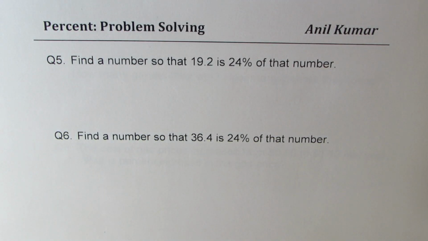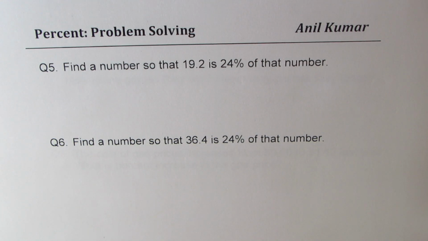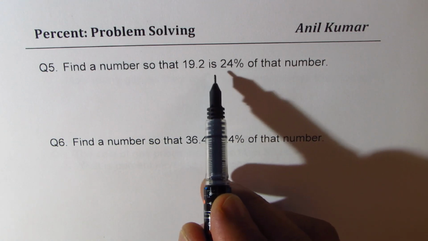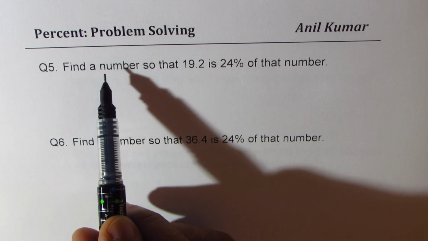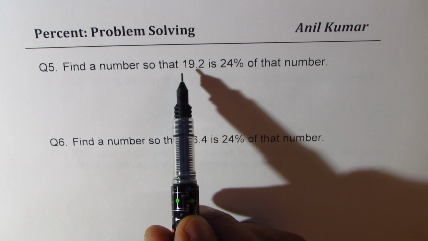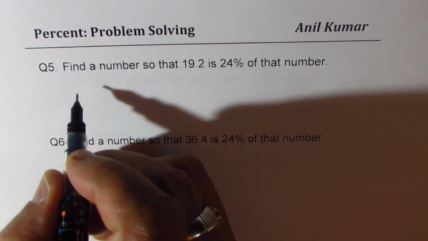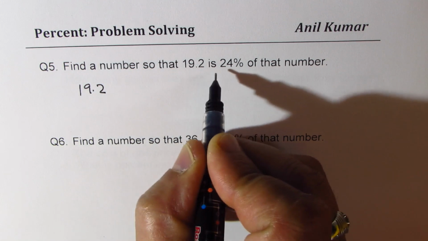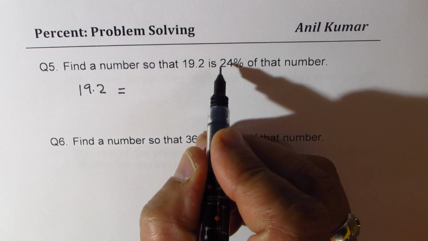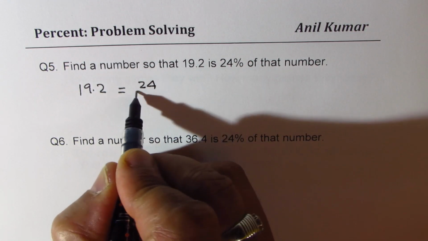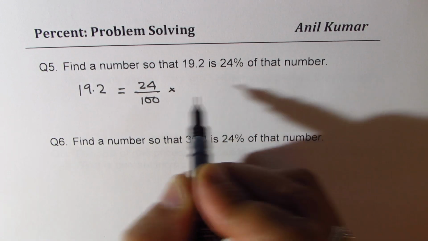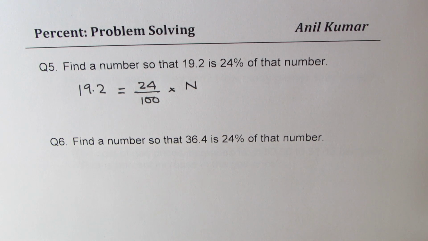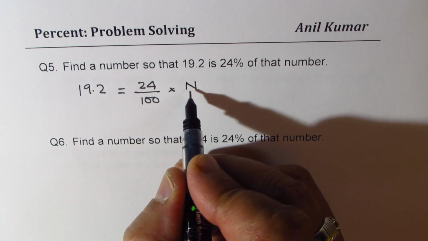Let's take question number 5. Find a number so that 19.2 is 24% of that number. So we have to find a number so that 19.2 is, so we write 19.2 is means equal to, 24% means 24 over 100, of means times, that number means n. Do you get it? So from here you can write what n is.